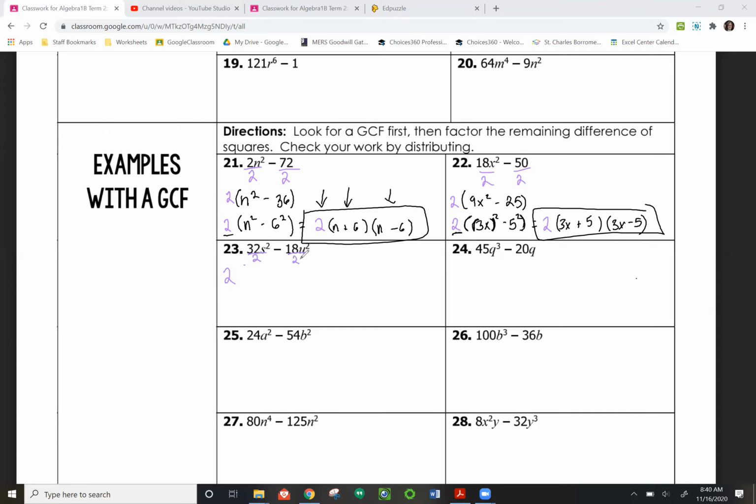They don't have any common variables. Okay, so that will be it. So I'll pull out that 2. 32 divided by 2 is 16s squared minus 9u squared. Okay, now it's going to be important that my terms inside of here are written as squares.